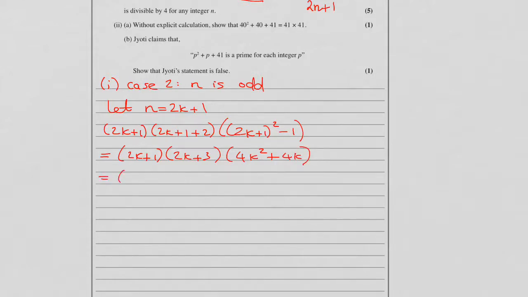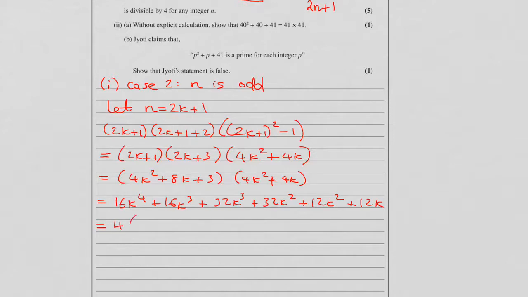Then I've multiplied the first 2 brackets together, and then I've expanded both of these brackets. And this is where, if I've made a mistake, I've made it here. I didn't even bother to collect like terms here because that's not what I'm trying to do. I'm trying to prove that it's a multiple of 4. So if I can do it without even simplifying stuff down, that's fine.